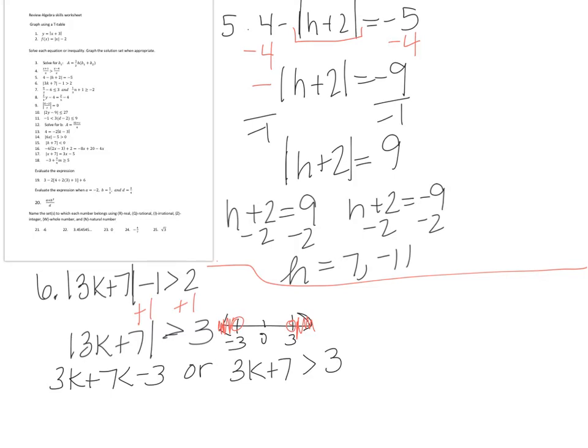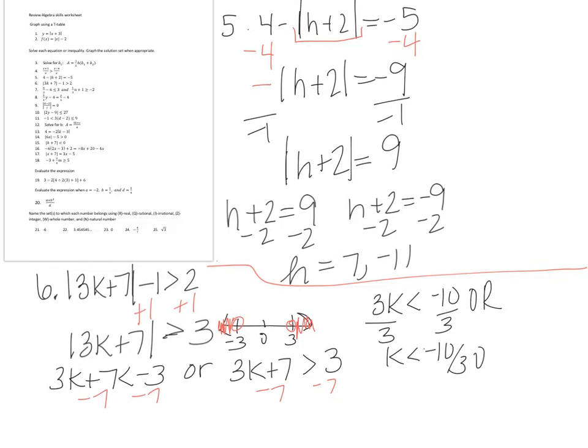And we can solve those two inequalities. Let's see, subtract 7 and subtract 7 over here. I'm going to move over to this line. So I get 3k is less than negative 10, divided by 3. K is less than negative 10 thirds.